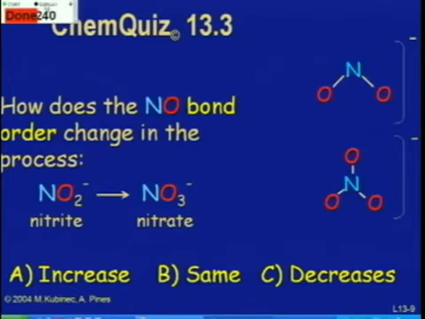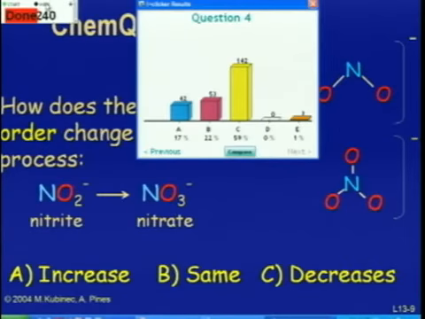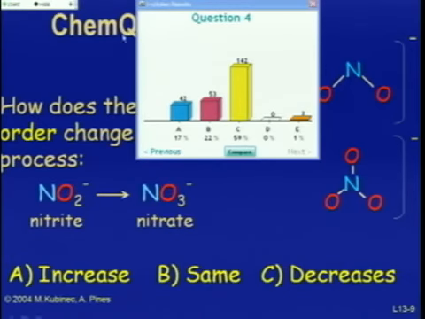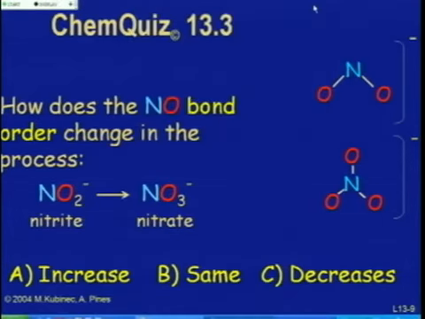All right, let's see if we got somewhere here. Decreases. We're moving around, so we're thinking C. All right. Let's take a look at this. Let's sort this out.